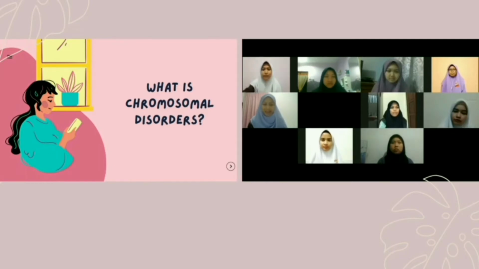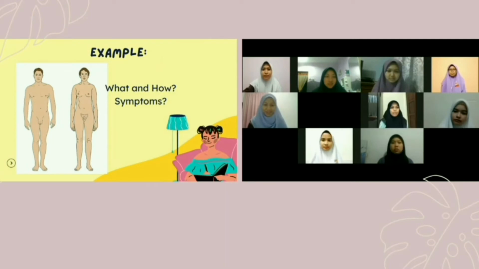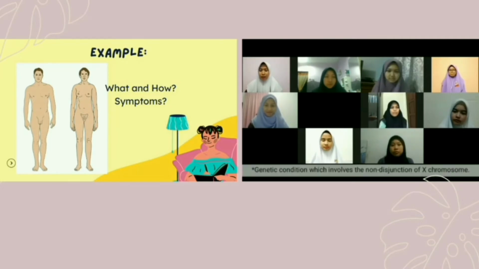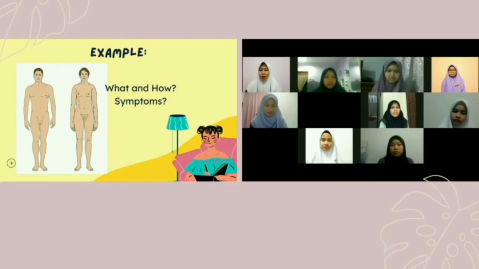Good, Asma. Afika, can you give me an example of chromosomal disorders? Yes, teacher. The example is Klinefelter syndrome. Klinefelter syndrome is a genetic condition where a boy who is born with it will have an extra copy of the X chromosome. So the result will be XXY chromosomes, compared to the normal boy who has only XY chromosomes. Hence, this condition is also called XXY syndrome. That's all, teacher. Well done, Afika.